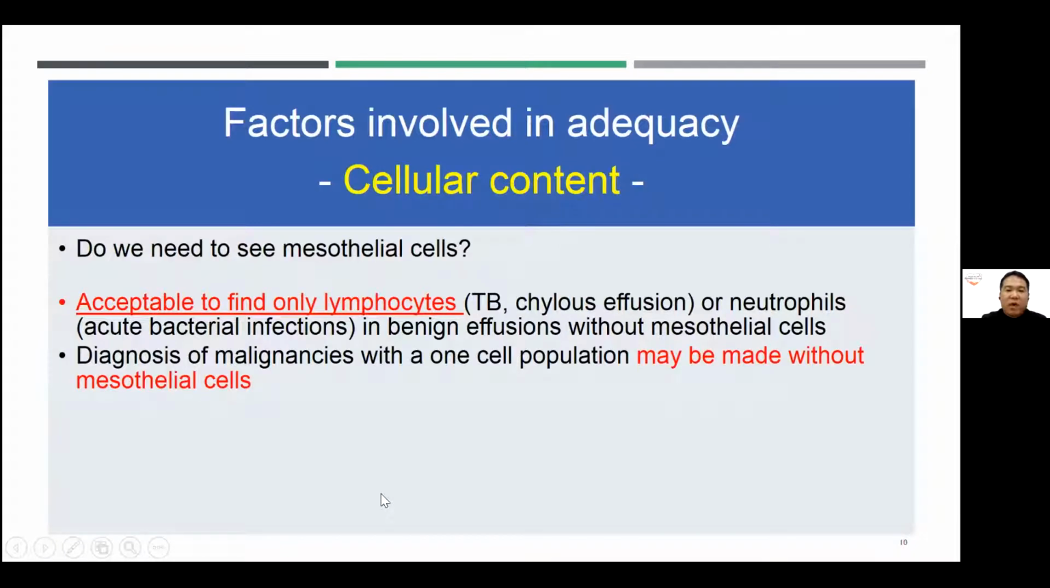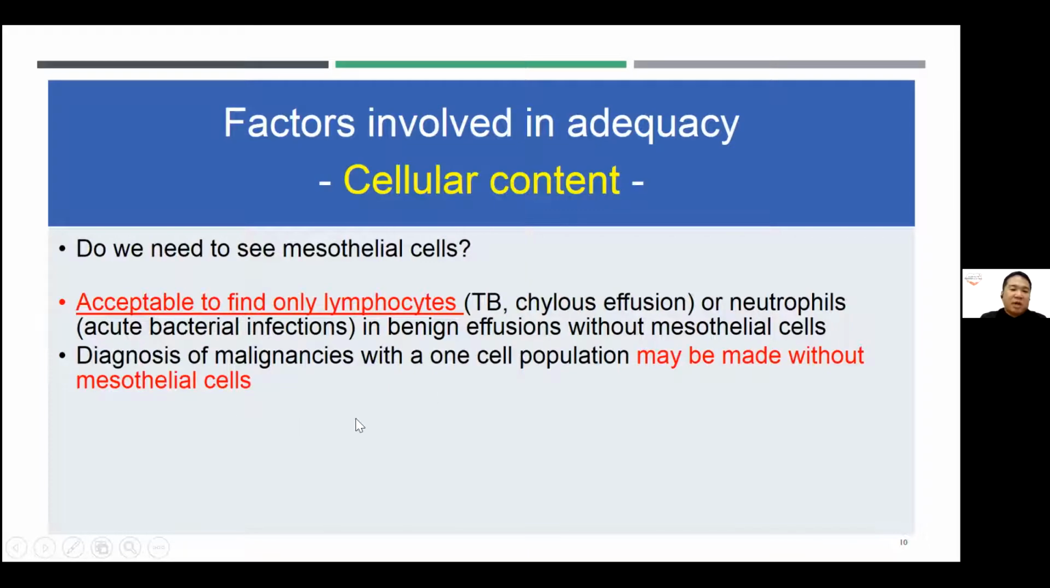And the second factor for adequacy is the cellular content. Do we really need mesothelial cells in every pericardial or pleural effusion? The answer is no, because in tuberculous effusion, we accept only lymphocytes, and in empyema, we accept only neutrophilic effusions. So not in every case do we need to see mesothelial cells. But you should make sure the cellular contents are meaningful, especially in the clinical scenario.